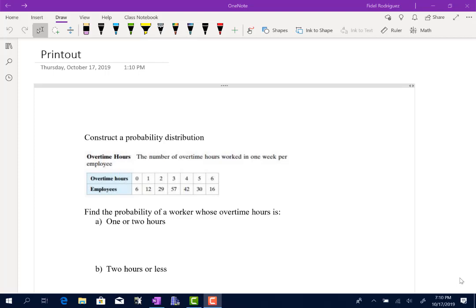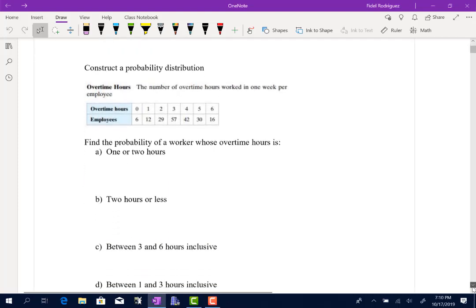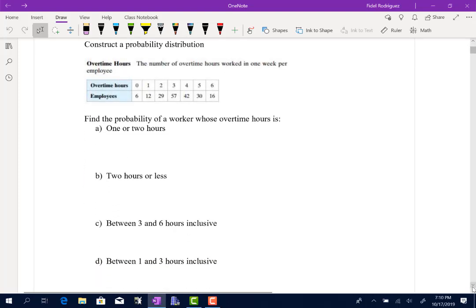Okay, so guys, let's take a look here. This problem is really similar to the one that we did on Tuesday night. If you notice, instead of talking about cars being sold, we're talking about overtime hours. So let's take a look at our overtime hours. We're looking at working either 0 overtime hours or 1, 2, 3, 4, 5, up to 6.